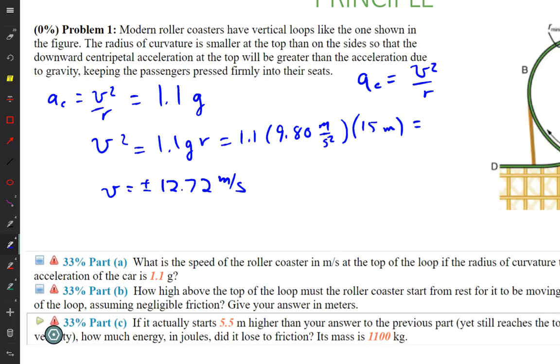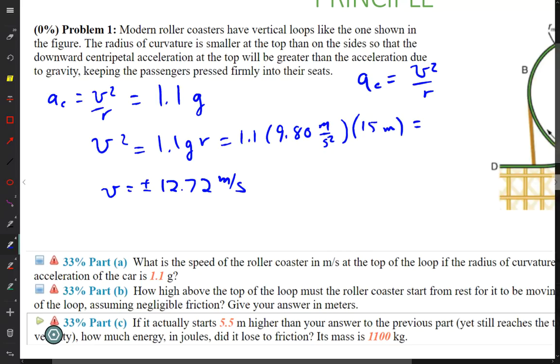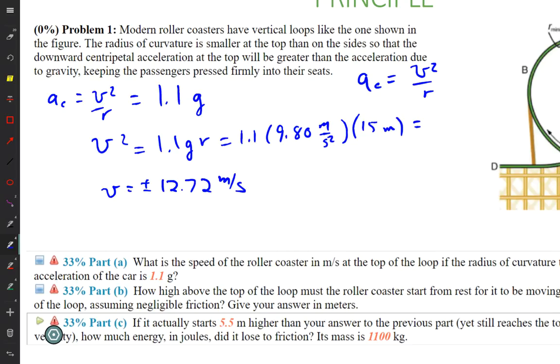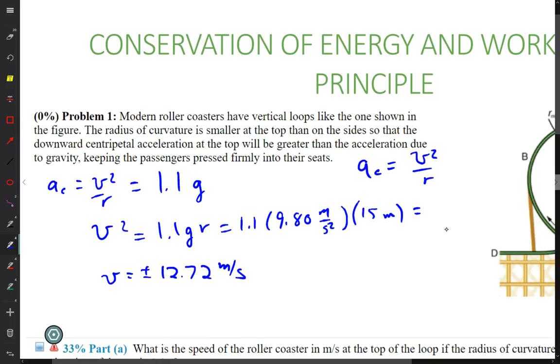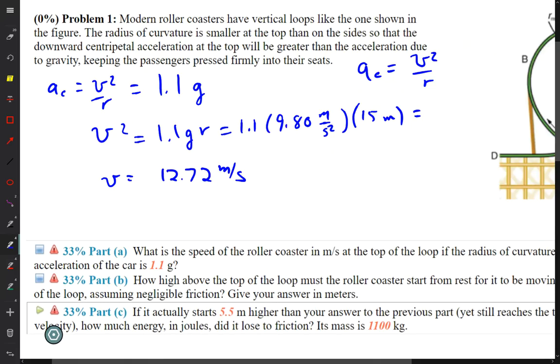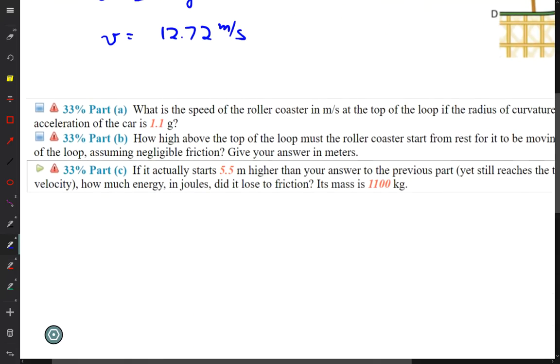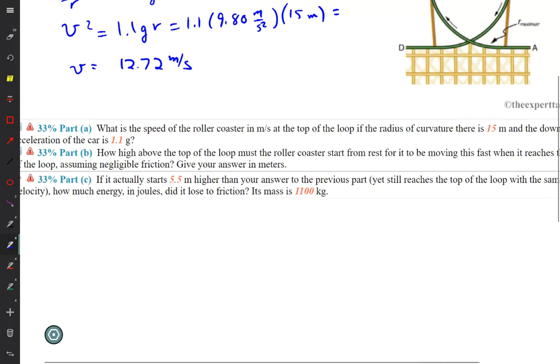So I think it was 0 with an uncertainty of something like 1,000. So here we have plus or minus 12.72 meters per second. What difference is a plus or minus? Well, it depends on if you're going left or right. For our problem, we don't care. So I'm not going to worry about the plus or minus, because that's just telling us which direction it's going. So there's the speed it has to have at the top to have the 1.1 Gs at the top.